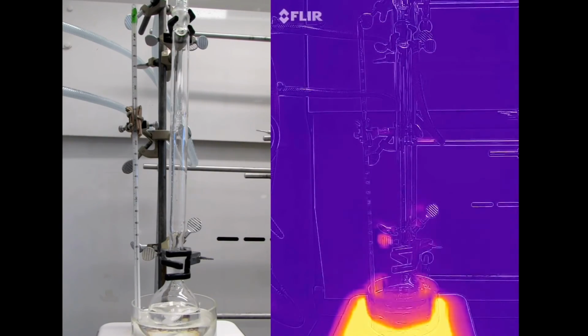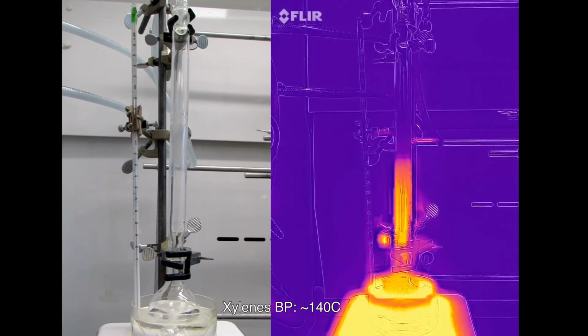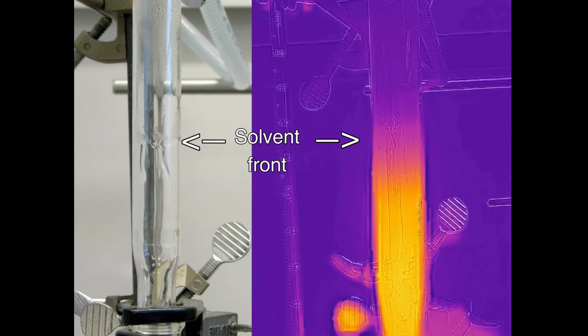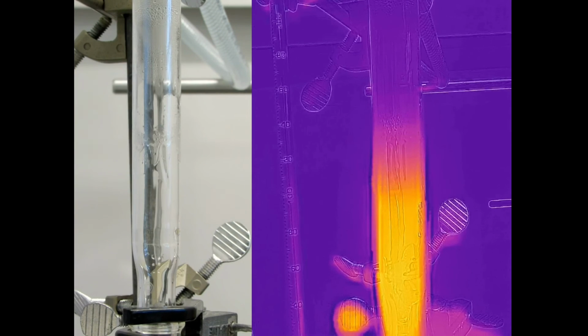Next, a reflux apparatus was set up with some xylenes. As the mixture is heated, the xylenes begin to boil and a solvent front climbs the condenser before stabilizing. Once at a steady reflux, the solvent front is clearly visible in both visible and IR light. It's pretty cool to look at common lab procedures under IR, but what about some actual reactions?